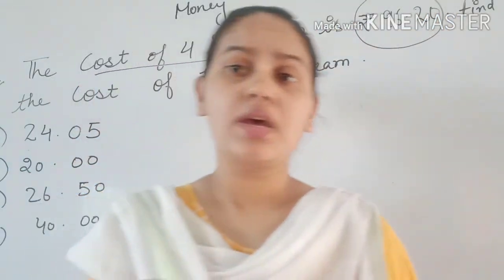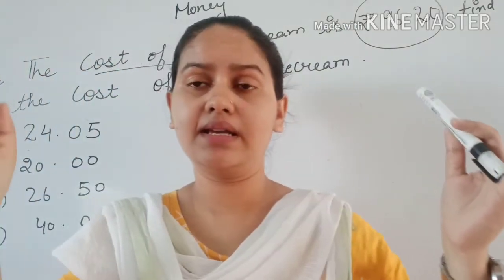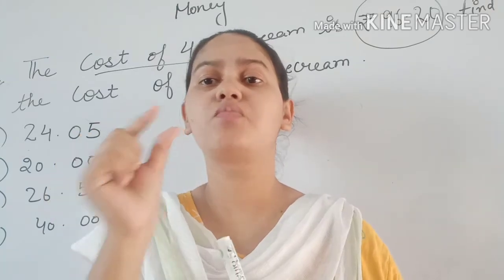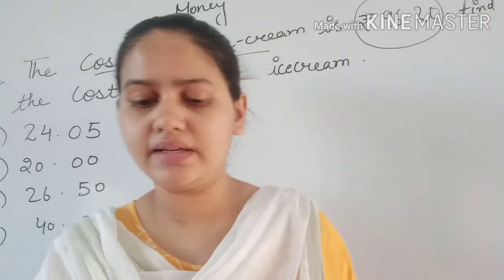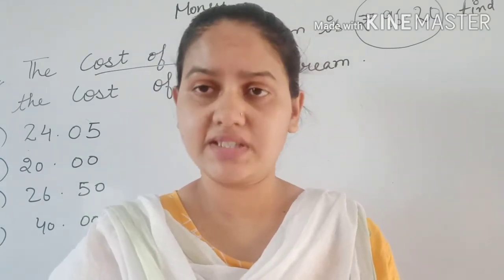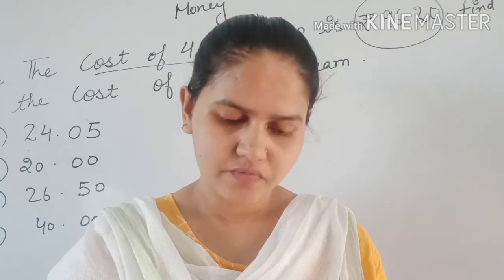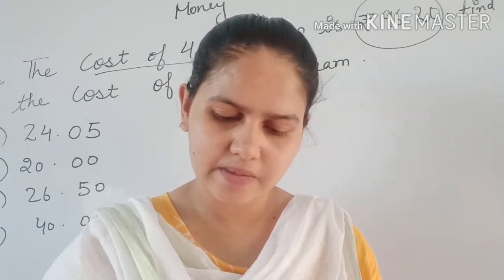That means in multiplication we have to find the large quantity, and in division we have to find the small quantity. As in the previous equation, what did we learn? We learned how to do multiplication in money.